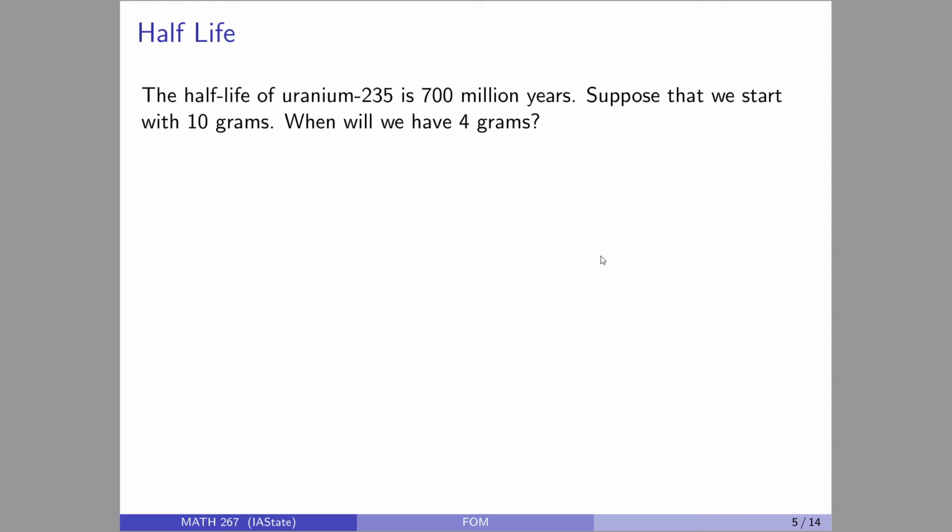For example, the half-life of uranium-235 is 700 million years. So if we started with 10 grams of this stuff, we can ask, well, how long until we have 4?